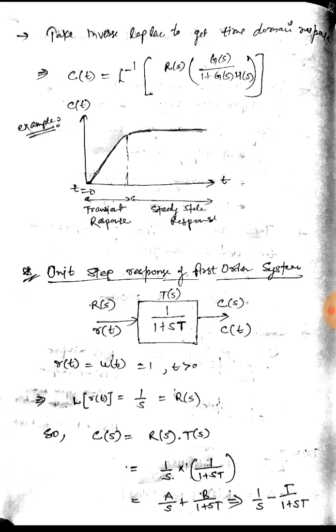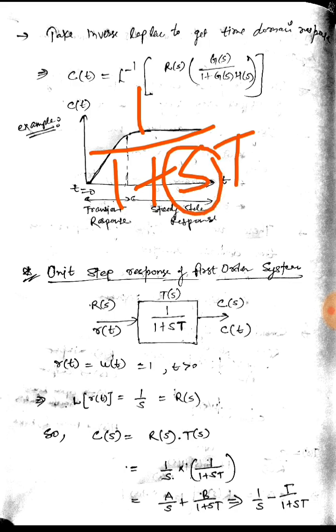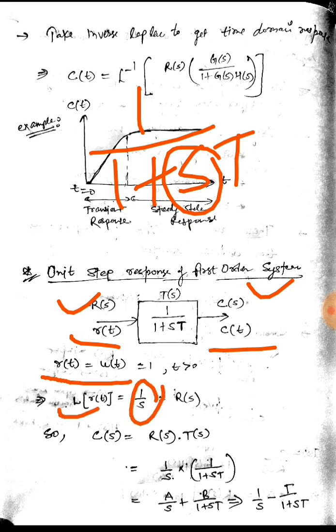First of all, see now the unit step response for a first order system. The transfer function for a first order system can be given as 1 upon 1 plus sT, because the power of s is 1 in this system. So it is the first order system. R(s) is our input and C(s) is our output in the Laplace transform or frequency domain, and r(t) and c(t) are the input and output respectively in time domain. Now let's say our input to the system is a unit step, that is u(t), which is 1 for t greater than 0 and 0 for t less than 0. The Laplace of the unit step function is 1 upon s.